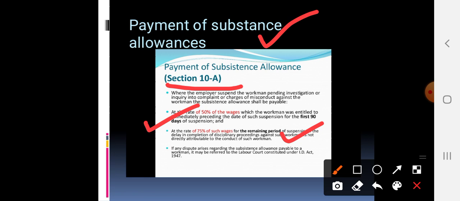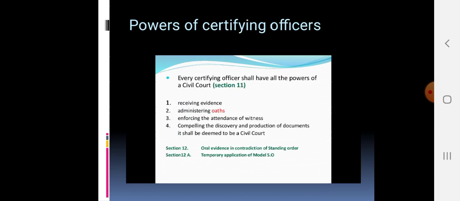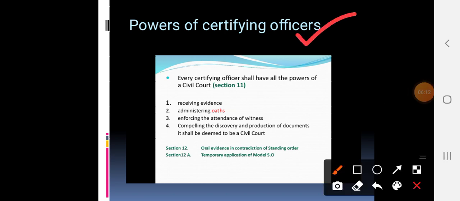So this is what is related to the payment of subsistence allowances. Next we have what are the different powers of certifying officers. As per Section 11, subsection 1, every certifying officer has the power of receiving evidence, administering oaths, compelling the discovery and production of documents, and enforcing the attendance of witnesses.